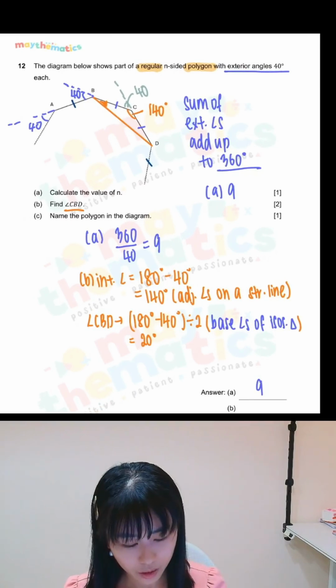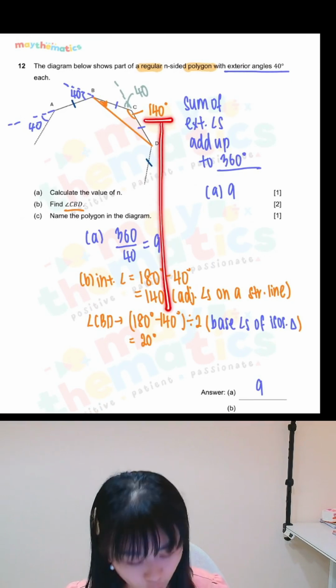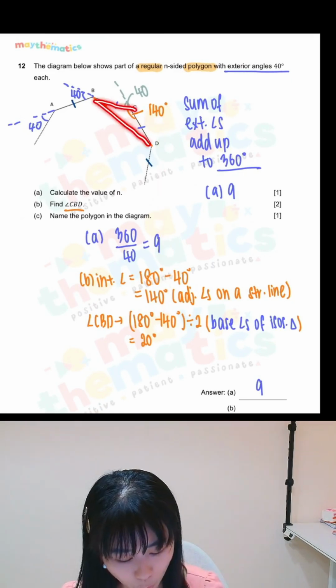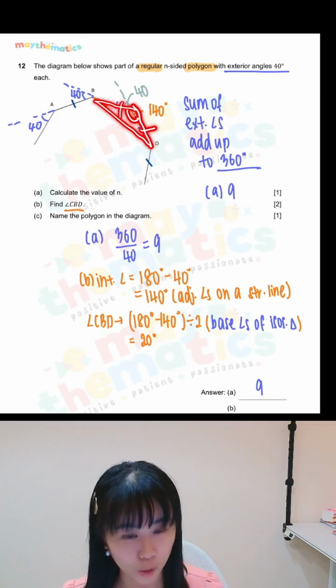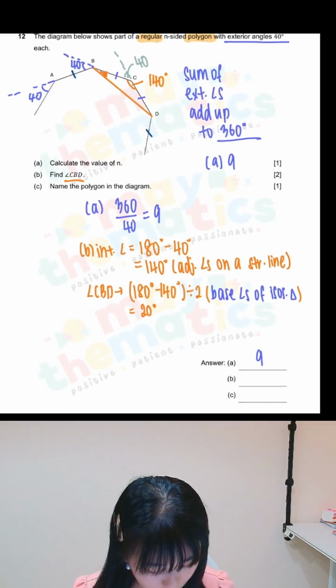Sorry, I think I missed out the 1 just now. But you just change it to 140. The principle is the same. 180 minus 140, then after you divide by 2 because they are the same. Alright, so 9 and then 20 degrees.